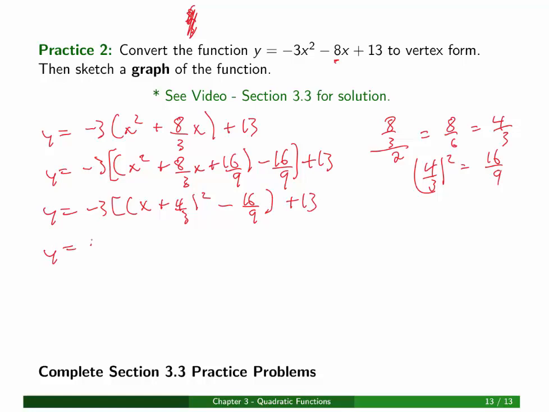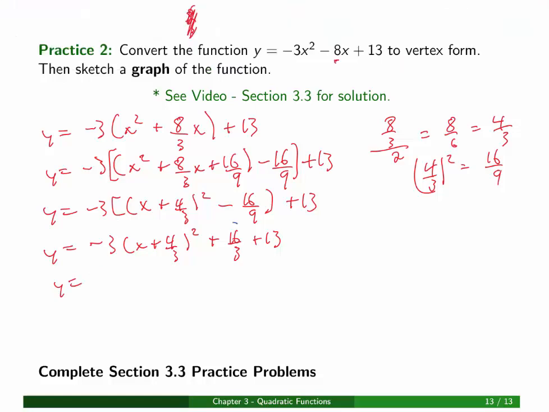So y is going to be equal, and we're going to distribute negative 3 in now. So we're going to get negative 3 times x plus 4 over 3 squared. Now negative 3 times 16 over negative 9 will come out to be 16 over 3 actually. You can do this with a calculator, or you can just figure this out: negative 3 times 16 divided by 9 reduces down to 16 over 3, plus 13.